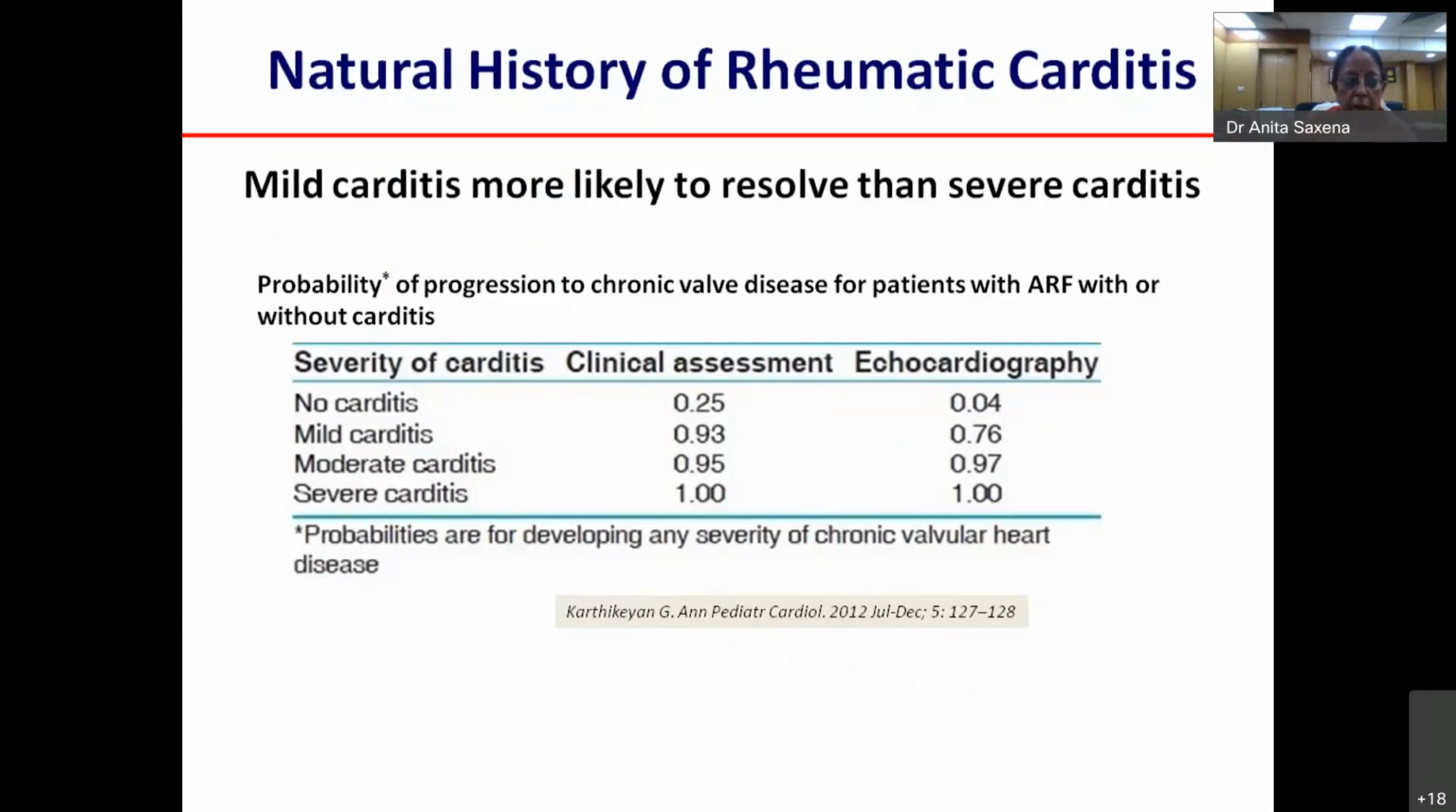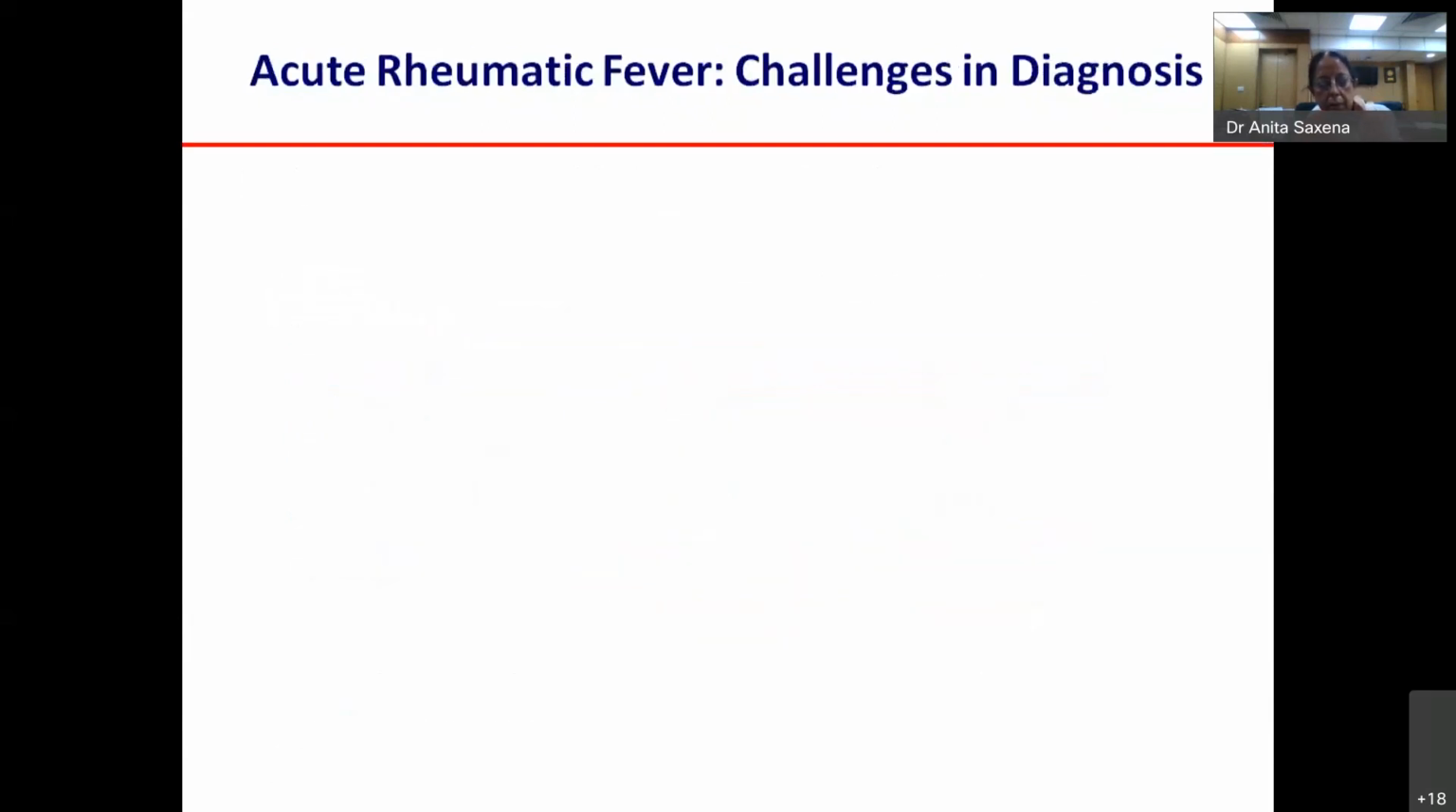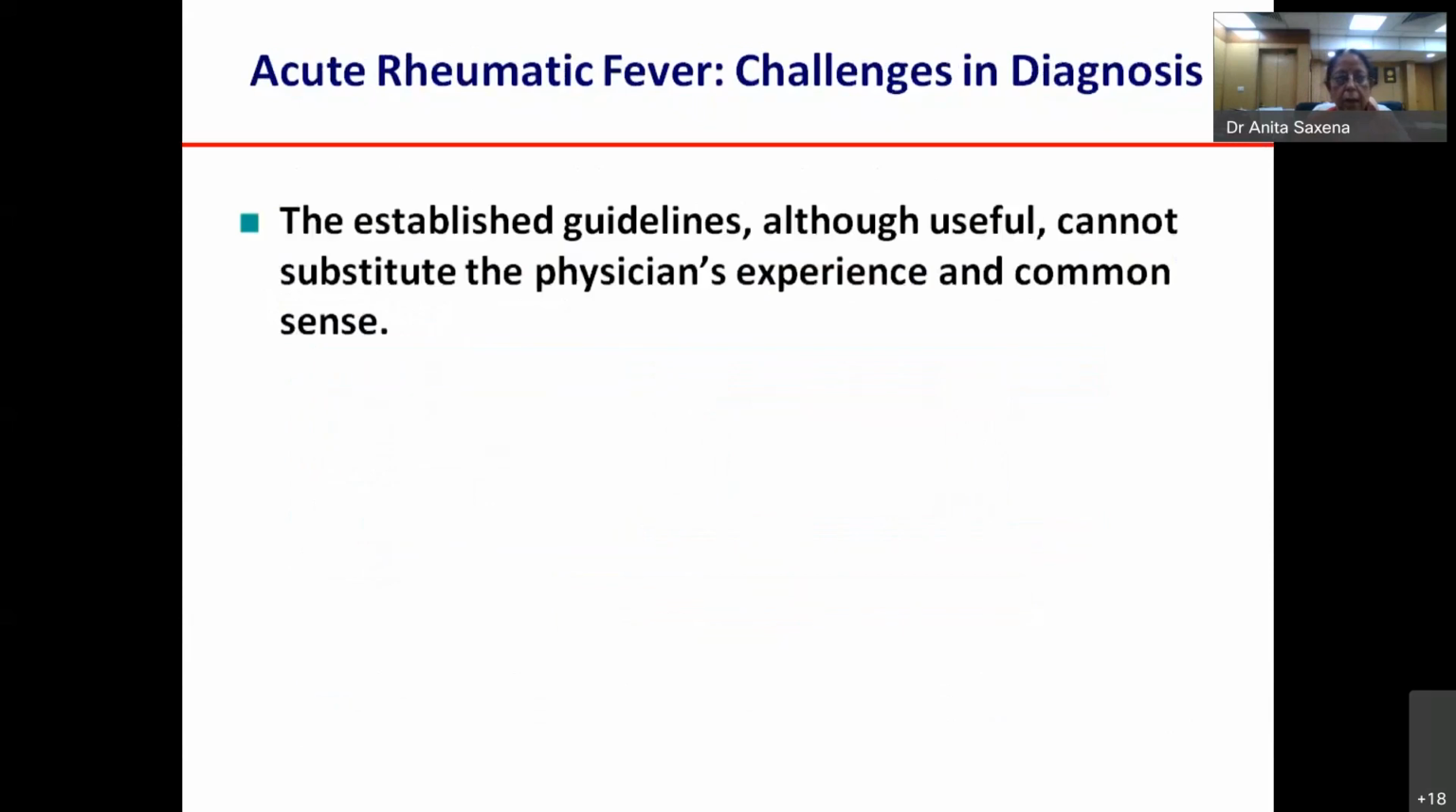But if there is severe carditis in the first episode, then the likelihood of rheumatic heart disease is almost 100%. That means almost everybody is going to get rheumatic heart disease if the patient had severe carditis. And when I say severe carditis, I mean severe mitral regurgitation, patient may be even in heart failure. So severity of initial carditis and recurrences of ARF are very important prognostic markers for development of chronic rheumatic heart disease. So what are the challenges in diagnosis?